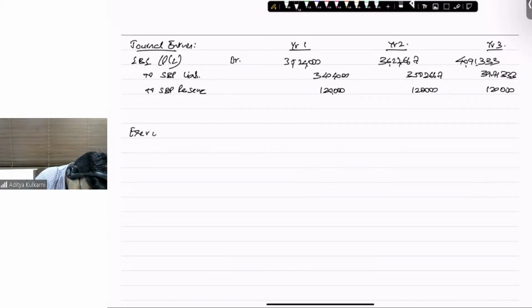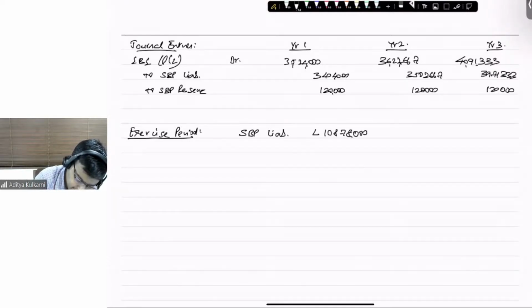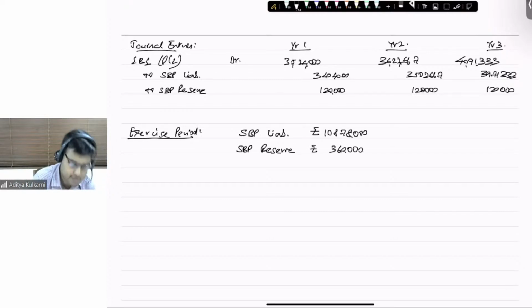Exercise period. On this date, at the beginning, I am having SBP liability 1,08,78,000, and I am having SBP reserve of rupees 3,60,000. Both are credit. Okay, itna hai apne paas. Thanks, Manini.